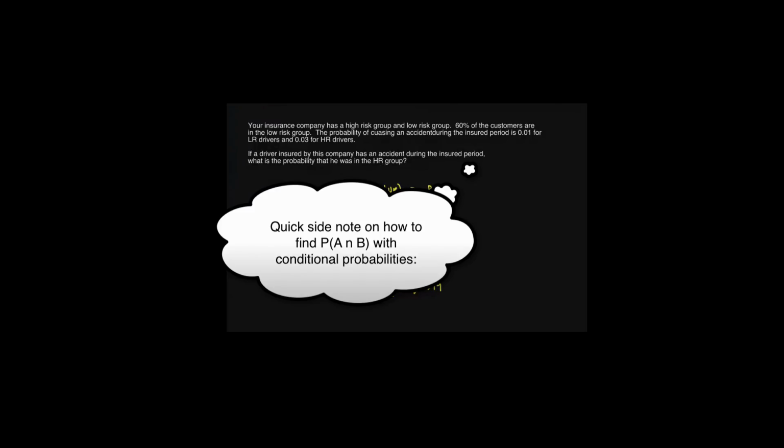So remember, if you want the intersection of A and B and you're given conditional probabilities, you can multiply the conditional times the condition to get the intersection. So if I want the intersection of accident and high risk, I would multiply 0.03 times 0.4.